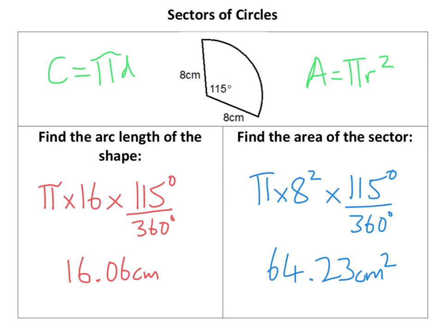As soon as you're looking at sectors of circles, you work it out as if you've got the whole circle, and then find the fraction of that circle. And this is the fraction: 360 is the whole thing, and 115 is the bit I've got, so this is where the 115 comes from. Alright, pretty straightforward.